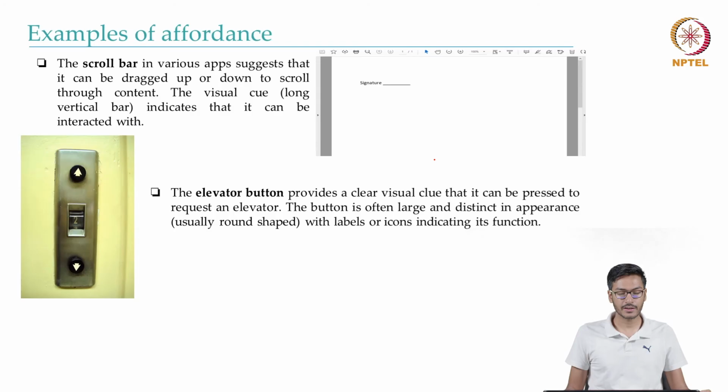Some examples for affordance. The scroll bars in various apps suggest that they can be dragged up or down to scroll through the content. The visual cue is the long vertical bar, which indicates that it can be interacted with.